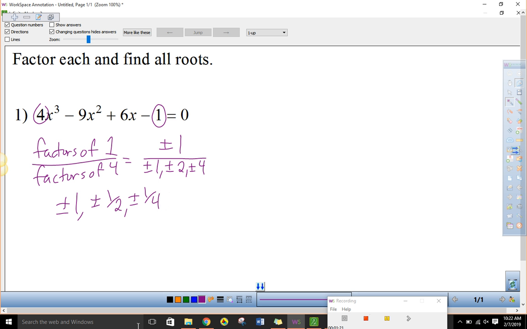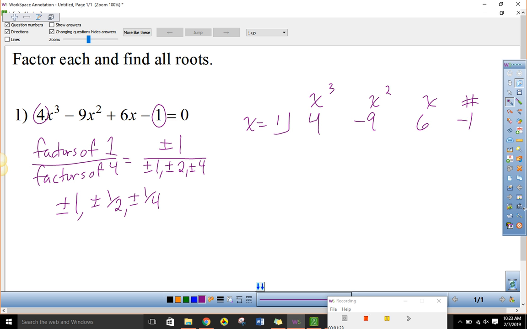So if we set up our synthetic division here, we've got an x cubed, an x squared, an x, and a number. Which would you like to try first? 1. Might as well, that makes life a lot easier. And what numbers go here? 4, negative 9, 6, negative 1. Good.